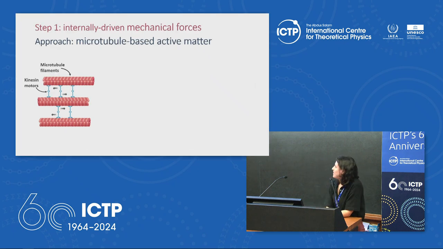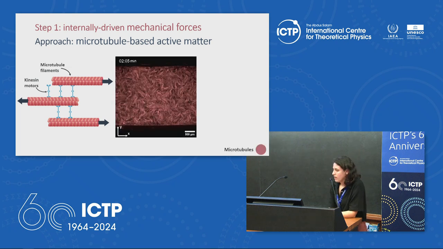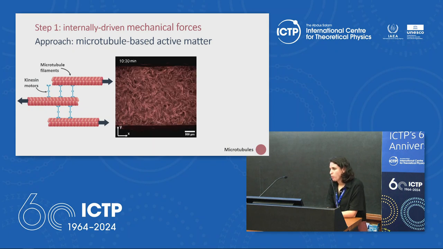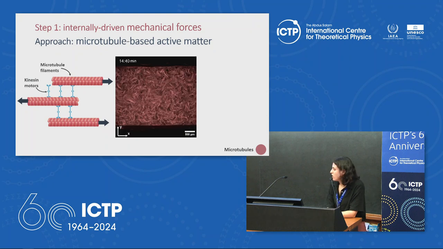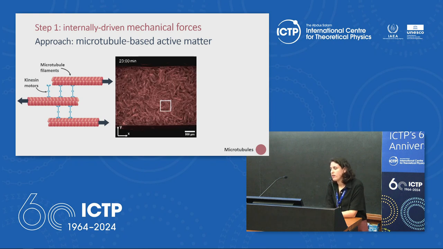As the motors slide along the filaments, they generate a shearing force that acts to reshape the bundles and generate local flows. And this is what it looks like. So here you see the flows of the microtubule bundles. And we can perform velocity analysis on this video. So for example, we can look at the mean velocity in this area throughout the time of the experiment.